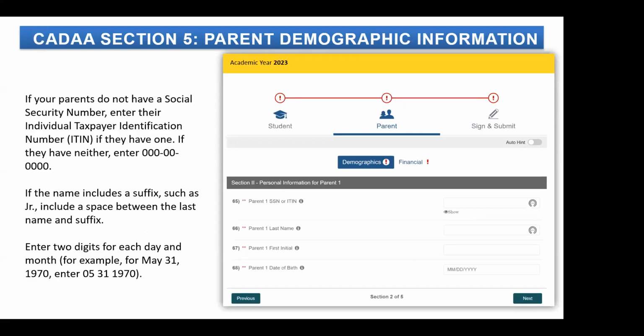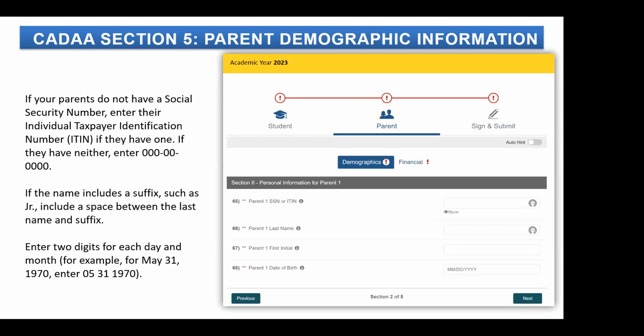Now, in the case that a student puts that parent are divorced or separated, it will really only ask for one parent information. Parents will be designated as parent 1 or parent 2. And initially, it will ask for a parent's social security number or the individual taxpayer identification number. The ITIN number is what we often refer to. If parents do not have either of those numbers, all you have to do is make sure that the students enter all zeros.